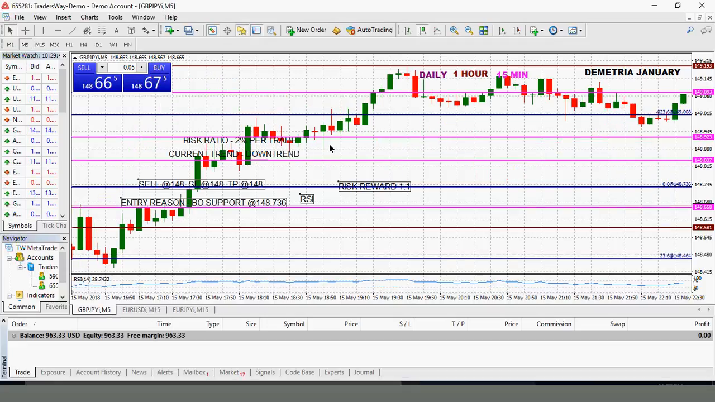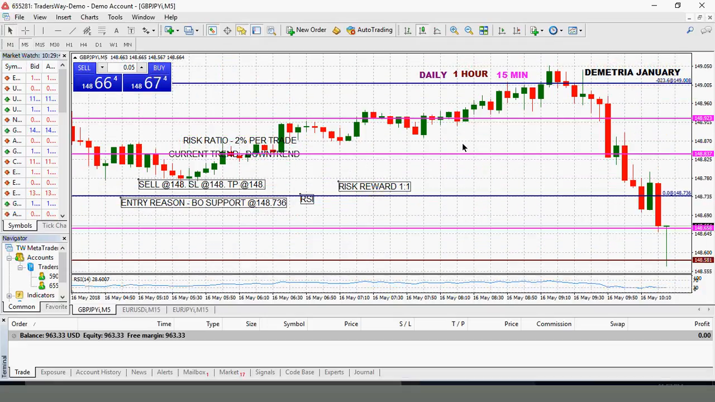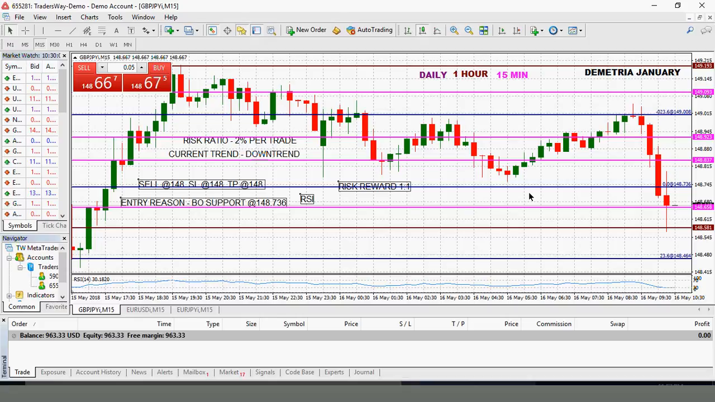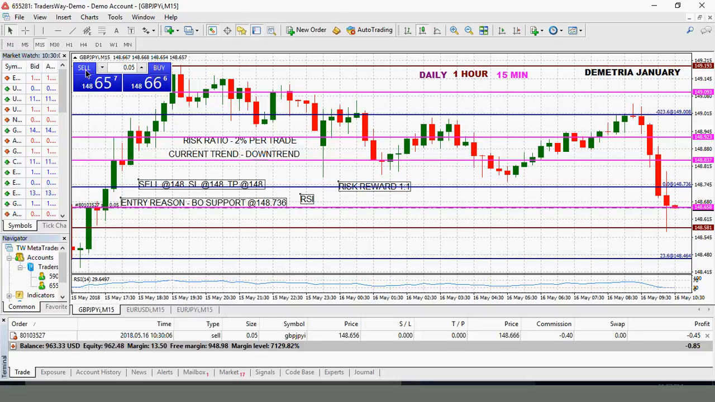So let me take a sneak peek at the 5-minute candlestick chart. And there's a lot of indecision here. But it's pretty much still been a downtrend. Let me go back. And it's still under 45. I'm going to enter into a sell. Okay, so I entered at 148.656. Gonna try to catch 10 pips at least. Take it down to 55.